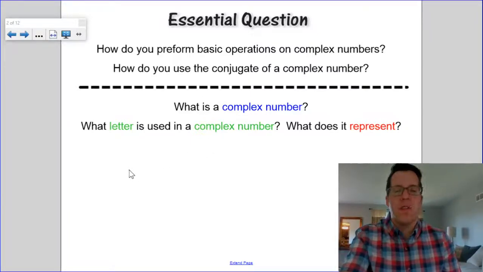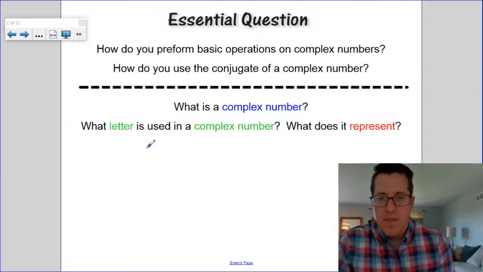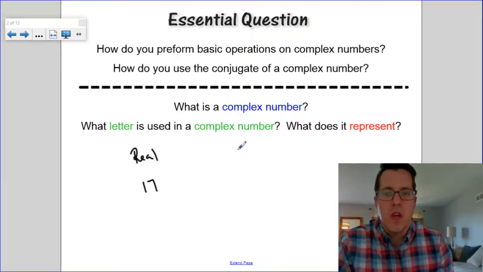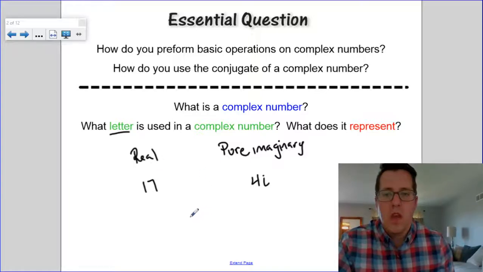Well, a complex number is any of the numbers that you've used before, including real numbers, like my favorite, 17, pure imaginary numbers, like 4i, that letter we use, and imaginary numbers that may have both of those parts. So, for example, 17 plus 4i.